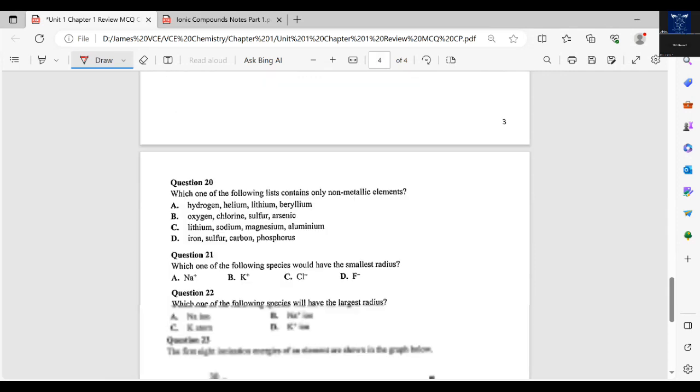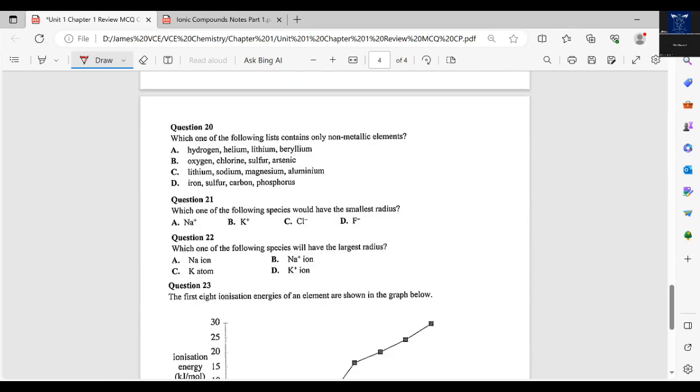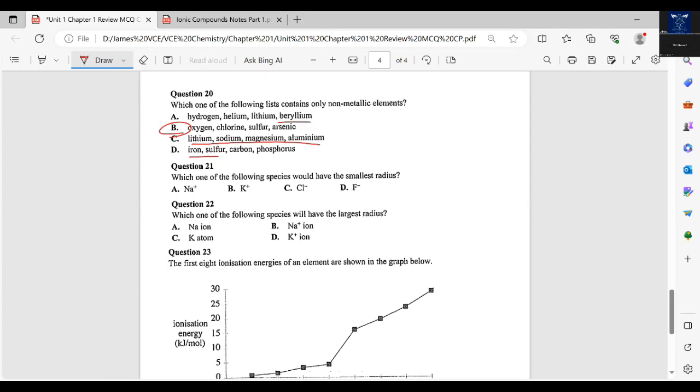20. This one is very obvious. So the answer for 20, the only non-metallic element is B, right? Because this one is a metal. These are all metals. Smallest radius will be on the other side, and then at the top.